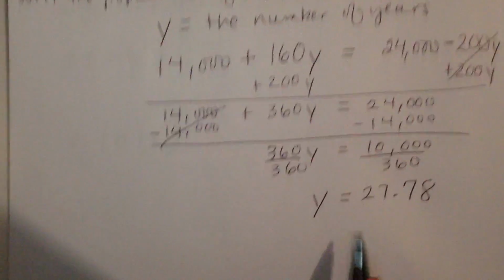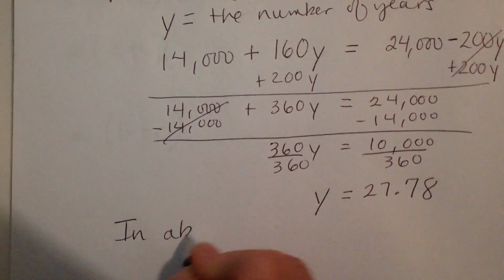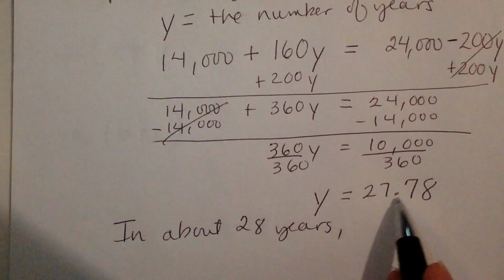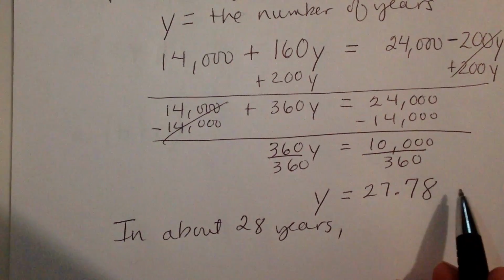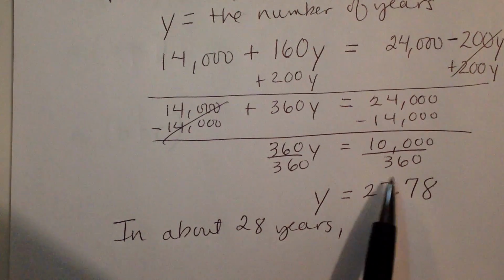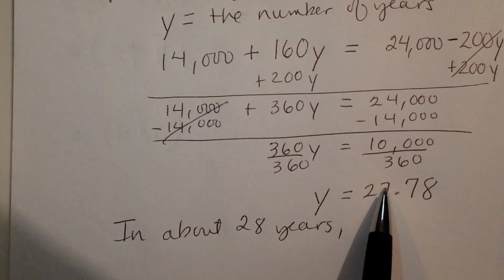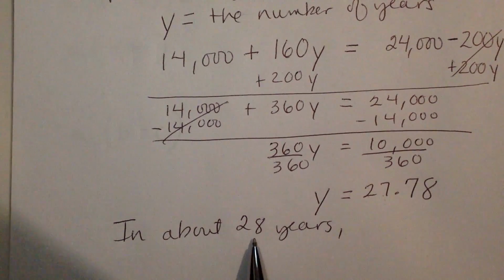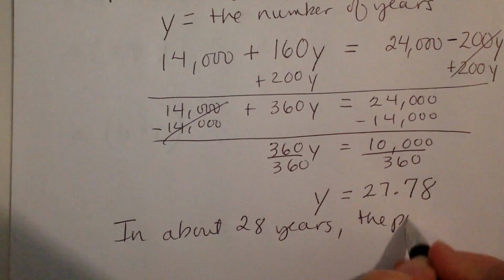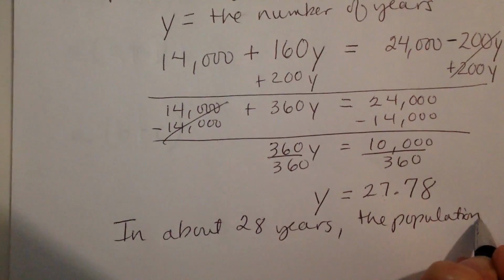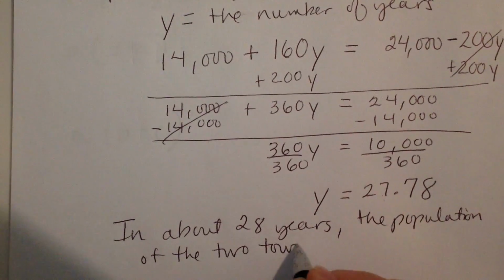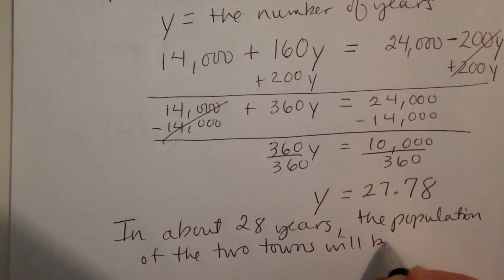So, my final answer would be, in about 28 years. 27.7 is closer to 28 than 27. So I round it up to the nearest whole number. If the digit to the right is 5 or greater, you will round up your 7 to 8. So that's how I round it up to 28 years. In about 28 years, the population of the two towns will be equal.